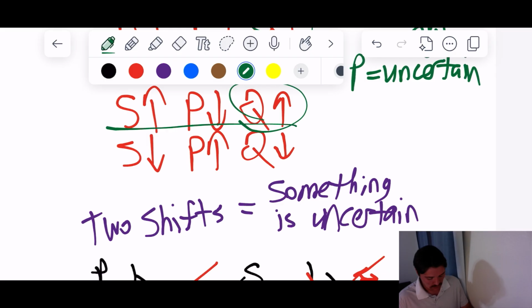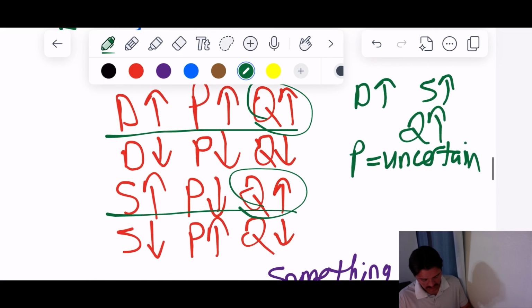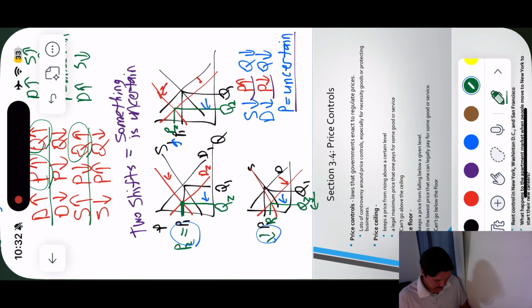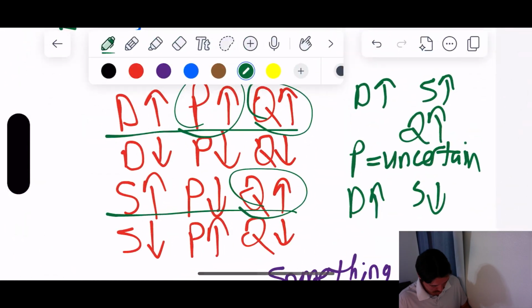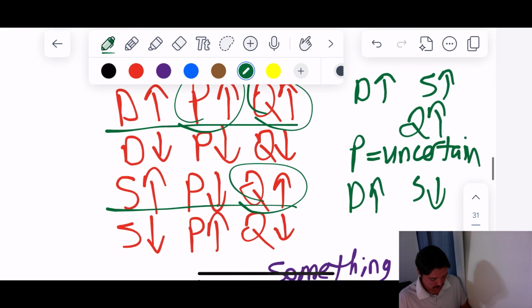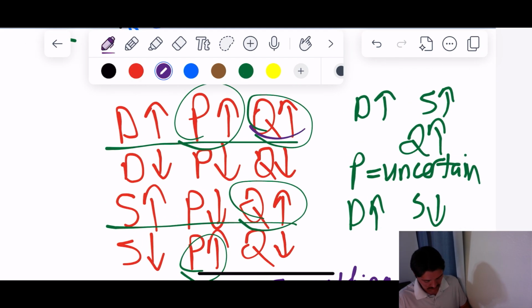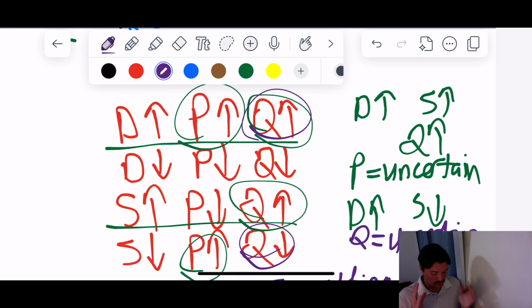So if we saw an increase in demand and a decrease in supply, all right, guess what? We're going to have higher prices for both. Whoa. Higher prices for both. Right here, higher prices, but then quantity is higher and lower. So in this case, quantity will be uncertain. So whenever you're confused, just draw the arrows and that'll show you what is uncertain.